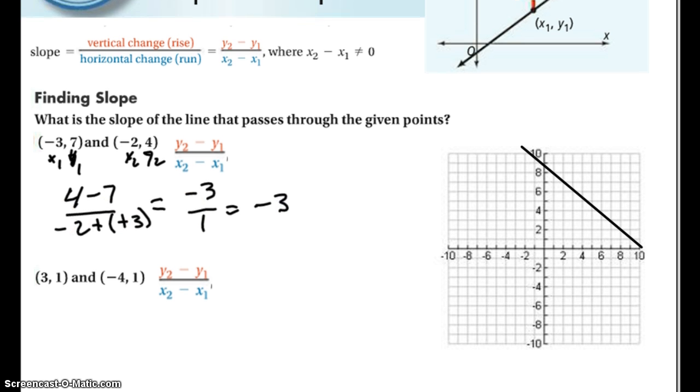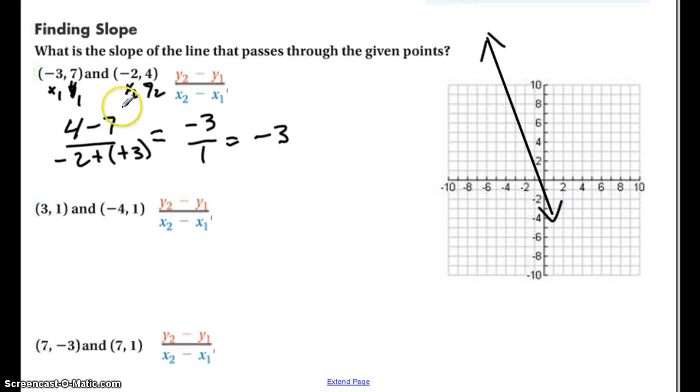Let's take a look at a picture of what that slope might look like. We want to put this line through negative 3, 7. So let's go to negative 3, 7, and then the other one at negative 2, 4. And obviously, this line could be extended. And you actually see what that line would look like with the slope of negative 3 that goes through the points negative 3, 7, negative 2, 4.